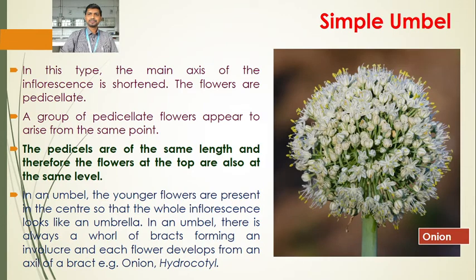In short, we say that in the case of simple umbel, the peduncle of the inflorescence is shortened, the flowers are pedicellate, and the pedicels of the flowers are of the same length. So the flowers at the top of the inflorescence are also at the same level. The pedicellate flowers arise from the same point. The inflorescence is surrounded by a rim of bracts called involucral bracts, and each flower develops from the axil of a bract. So this is the characteristic of simple umbel, for example onion.